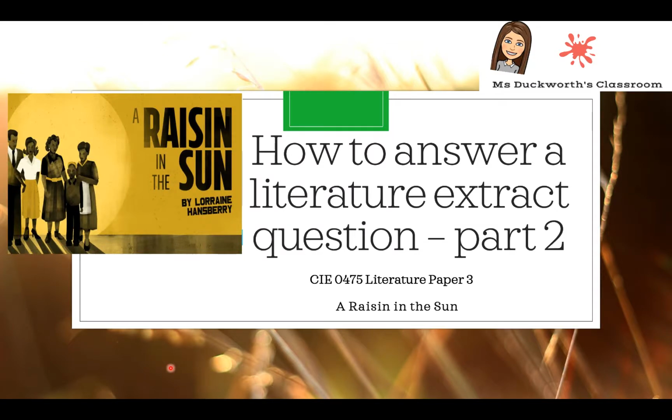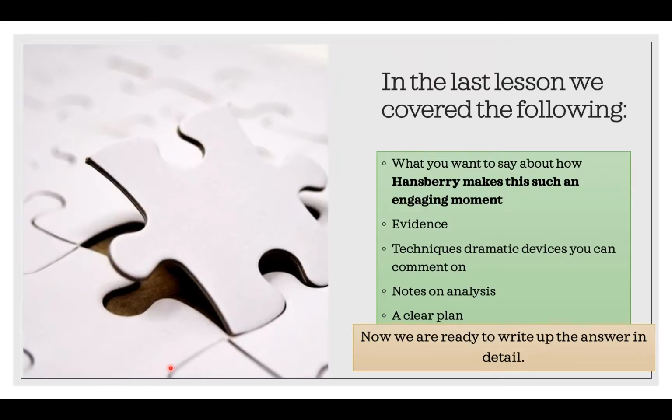Hello everybody, welcome to part 2 of how to answer a literature extract question for CIE 0475 literature paper 3, and we are going to be looking at the play A Raisin in the Sun. Okay, so let's have a look at what we covered last lesson.